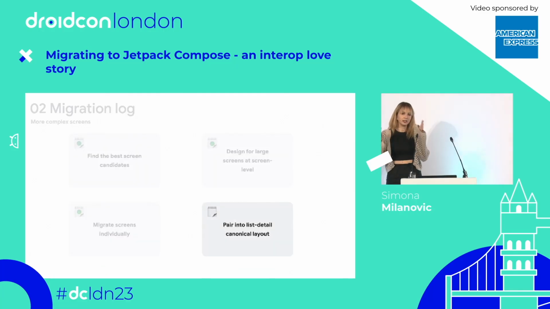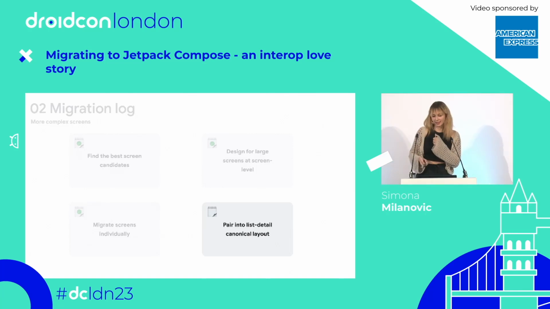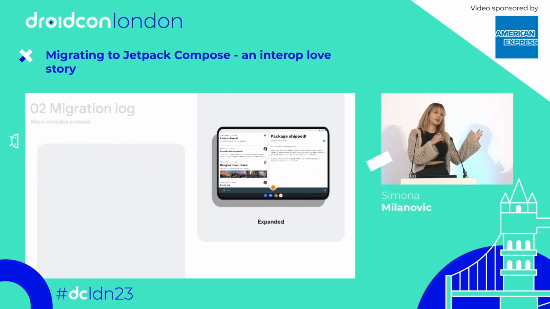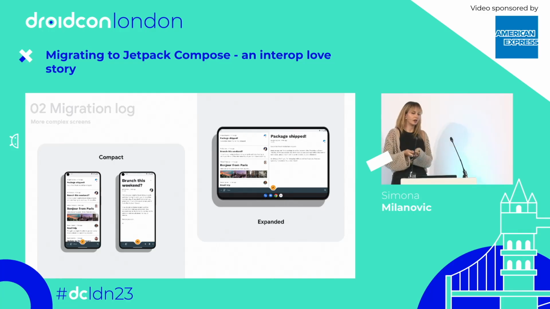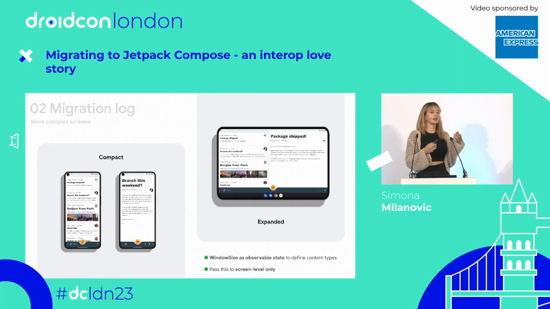Now that we have the individual screens in Compose, we need to pair them up in the home and email list detail. Whenever there's enough room to show the expanded layout, we want the home screen to actually serve as a host to display the email list and email detail in this canonical layout. Otherwise, we just want to show it in a compact mode, similarly to what we had before, one screen at a time.